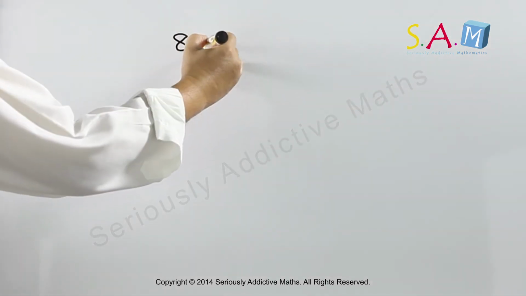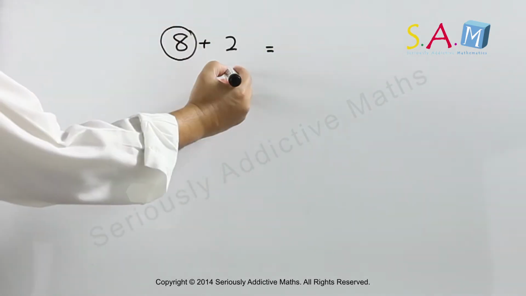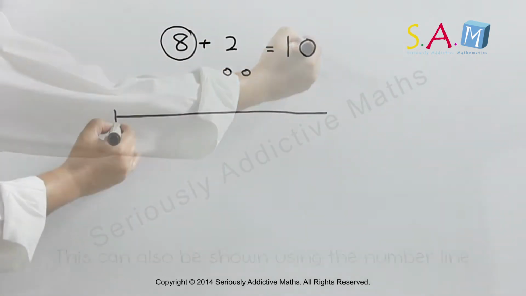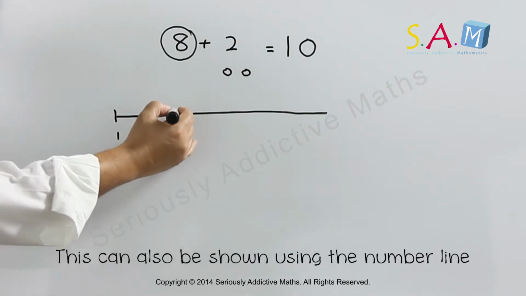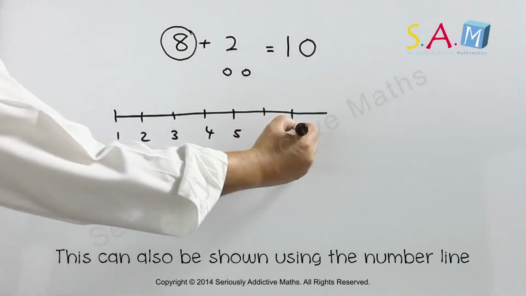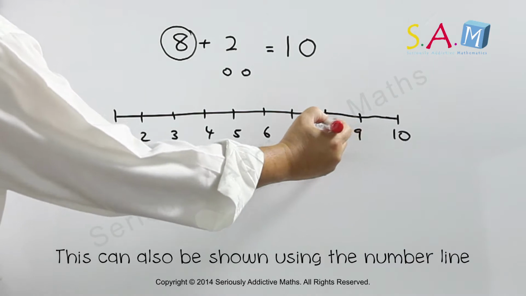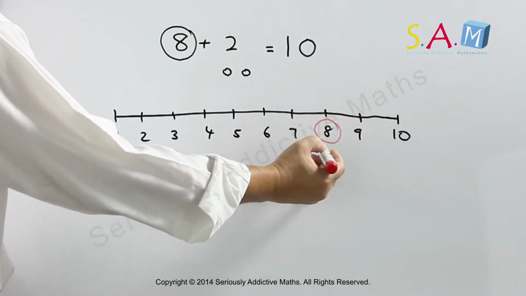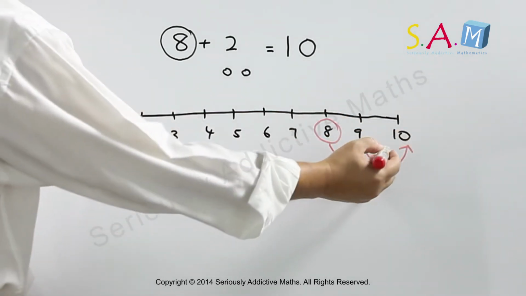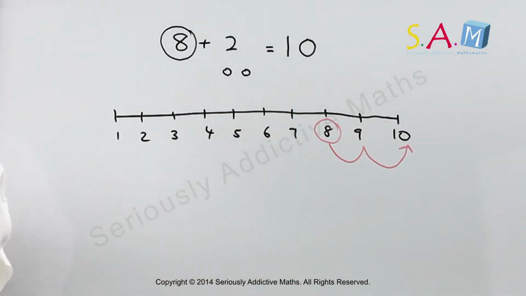8 plus 2 equals, counting on from 8, we have 9 and 10. 1, 2, 3, 4, 5, 6, 7, 8, 9, 10. I'm going to show you using the number line, counting on 8, 9, 10. The answer is 10.